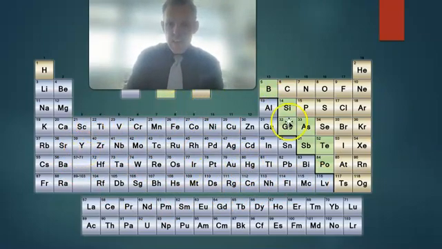Your metalloids can have properties of metals and non-metals, so that means that when they react, they can either lose or gain electrons. And that's the basis of the periodic table.